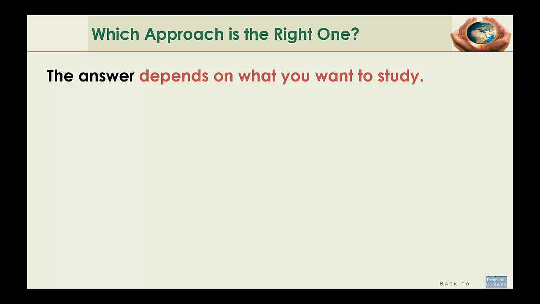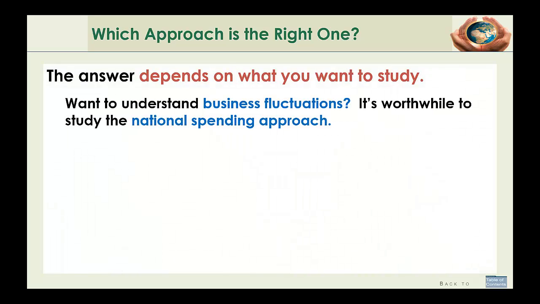Now, which approach do you want to use? We've looked at several approaches here to calculating GDP. Which one is the right one? Well, that answer depends on what it is that you want to study. If you want to understand business fluctuations, the business cycle, why the economy sometimes grows really fast or faster than trend, why it grows slower than trend, then it's worthwhile to study the national spending approach. And that's going to be the primary approach that we take in this class.